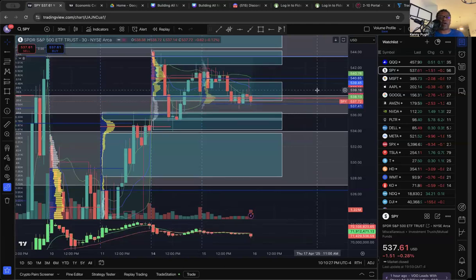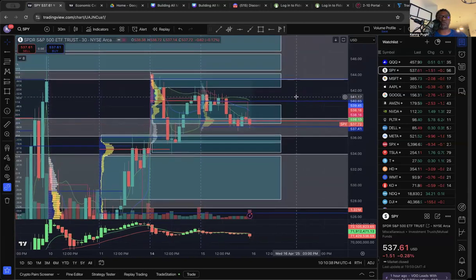So hopefully this has been helpful for you. I'll try to do these more regularly so that you can get an idea of what's going on, and maybe this makes sense to you. Maybe you'll be able to say, yeah, I want to trade rectangles too.